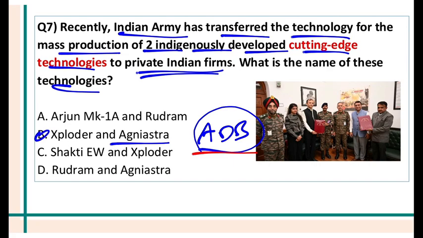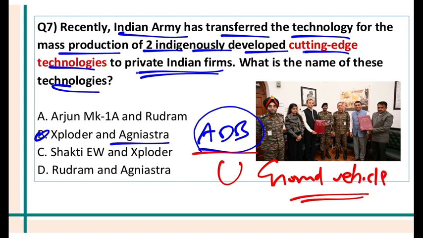So what is Exploder? Exploder is basically an unmanned ground vehicle which is used for combat, and since it is unmanned, we don't have to worry about losing our soldiers, and this ground vehicle can self-destruct also. It can also be used in disaster management and disaster relief operations. So it is an unmanned ground vehicle.